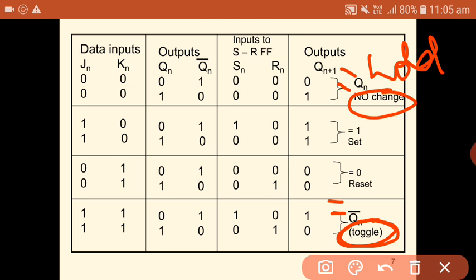So the output is toggling whenever J is equal to 1 and K is equal to 1 is applied to the inputs of the JK flip flop. Then the present output will be in the toggling state. Toggling state means if the previous output is 0, then the present output becomes 1. If the previous output is 1, then the present output becomes 0. That is the meaning of toggling state. So the present output will be equal to the complement of the previous output. That is the meaning of J is equal to 1 and K is equal to 1.